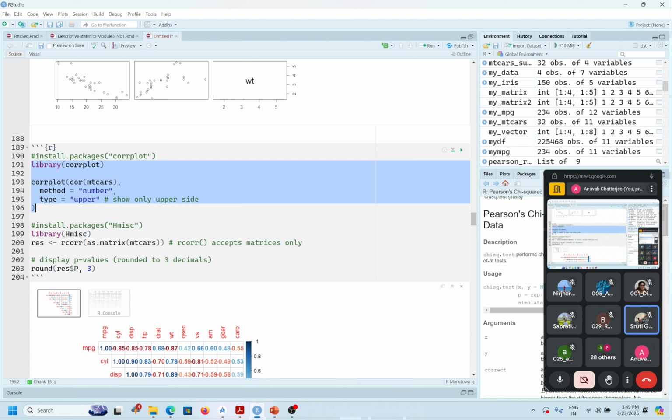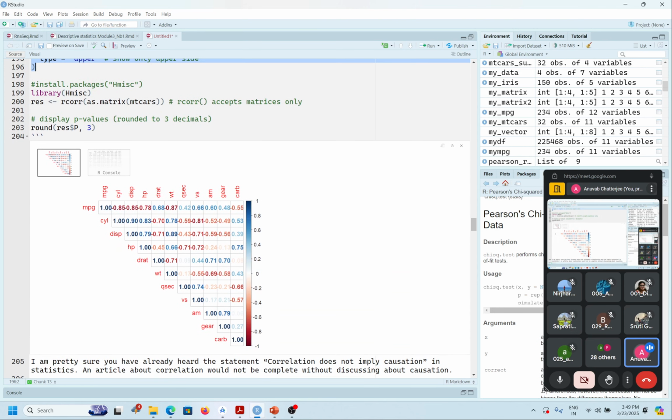Yes, sir, it has run. Okay, so you should see a beautiful graph like this. This entire table shows you the correlation coefficient of all the variables that you saw. Mileage and number of cylinders has a minus 0.85, displacement and mileage has a minus 0.85, HP and mileage again minus 0.85, DRAT and mileage 0.68, weight and mileage. So this gives you at a glance all the correlation coefficients throughout the entire data set.